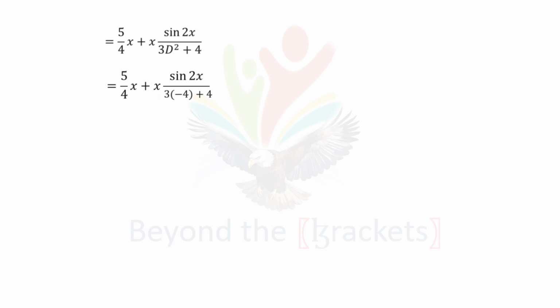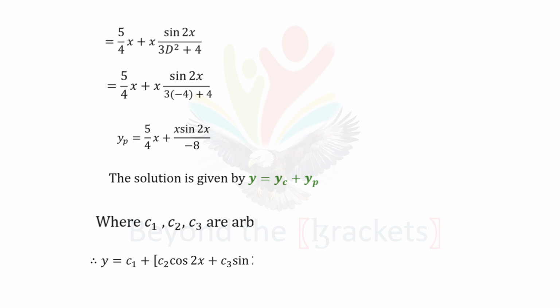So the particular integral is 5 by 4 into x plus x sin 2x by minus 8. Solution is given by y is equal to yc plus yp. Substitute the values and that will be the answer.